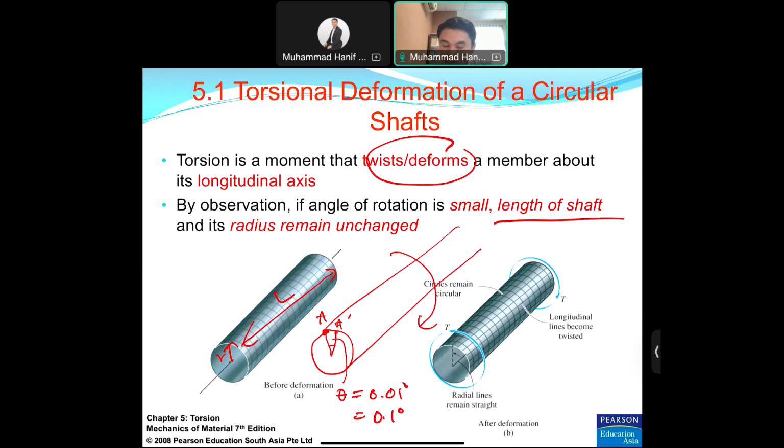Okay, the circle, the cross-sectional area, every single plane here, if you cut it here, then you can see the cross-section, the circle remains unchanged. It does not happen if you have a rectangular shape like this one. If you have a rectangular shape, then the rectangular shape will change.